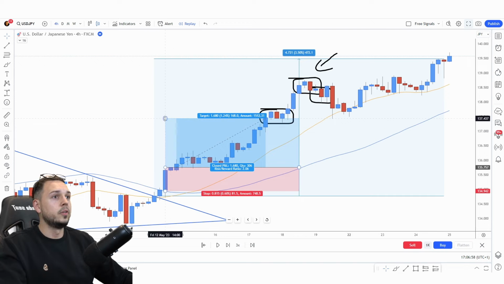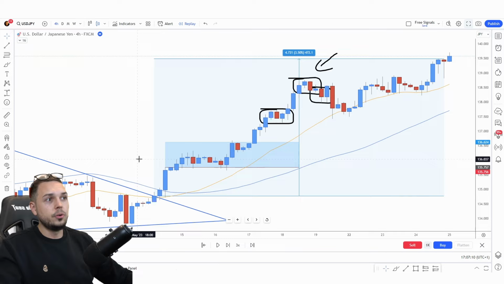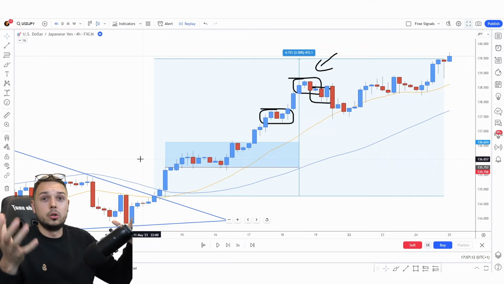Of course, once it moves gradually maybe 100 pips or more, you can move your stop loss to entry position, which means you are just not losing anything. Even if it dips down, you are break even.